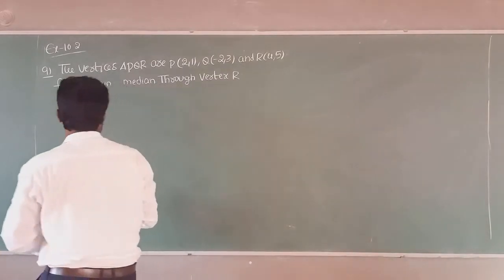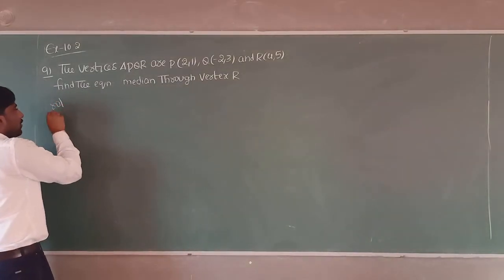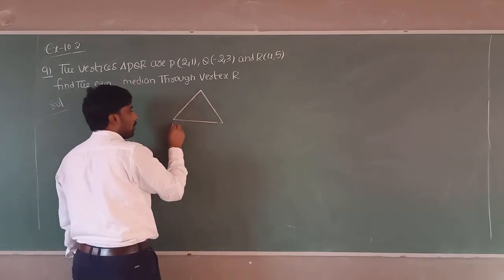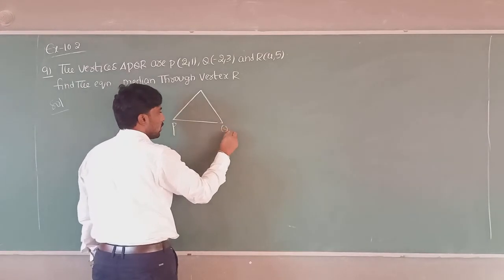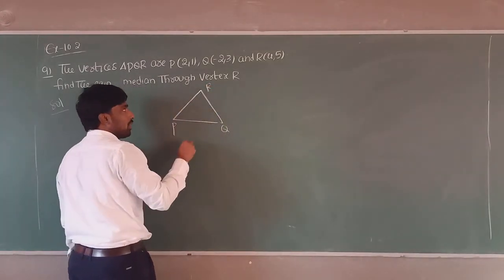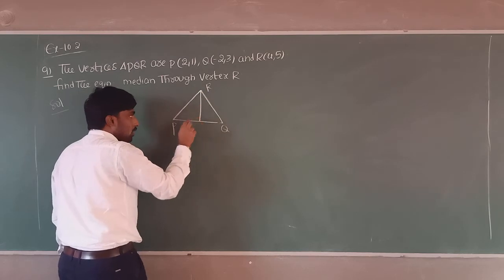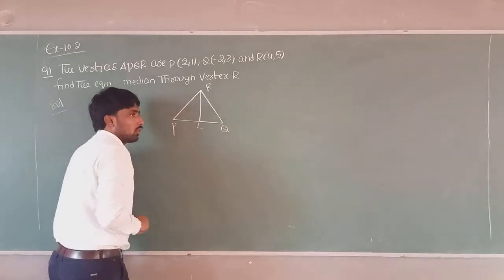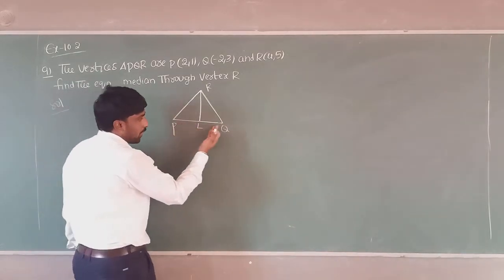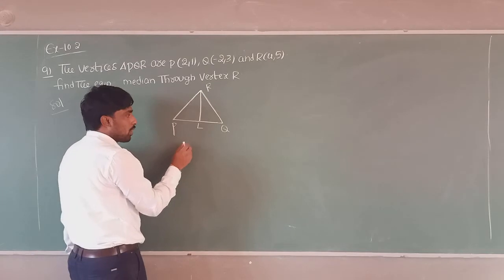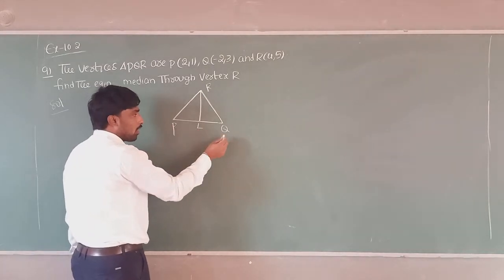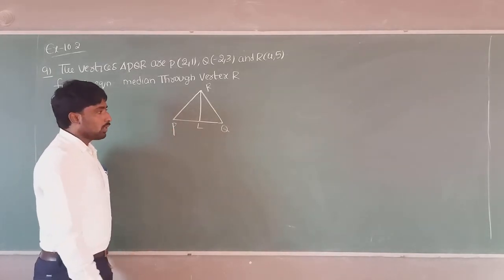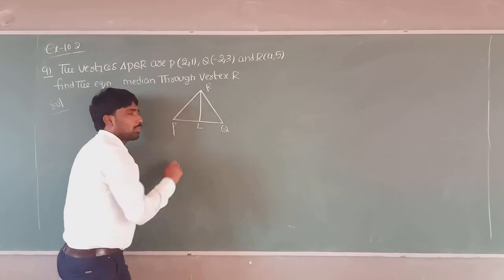All of you listen, I will draw the diagram here. This is the triangle PQR: this is P, this is Q, this is R. The median is like this. The median is intersecting the line PQ at the point L. Median means it bisects the base, which means this L is the midpoint of PQ. So by using the midpoint formula, I can find this point.